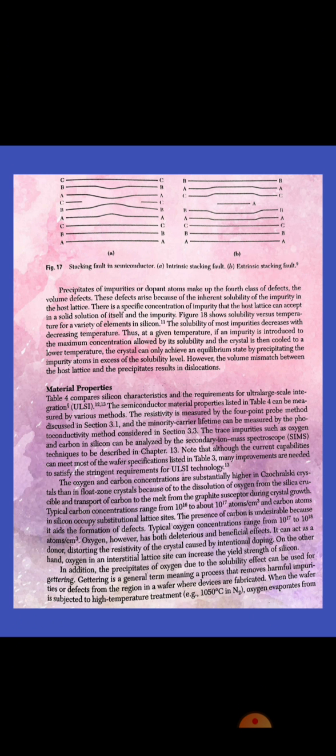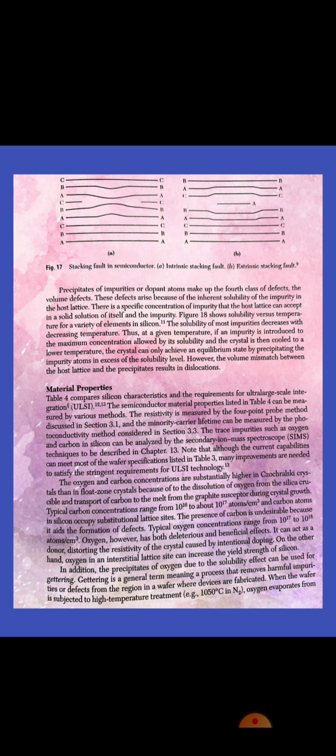ULSI technology. The oxygen and carbon concentrations are substantially higher in Czochralski crystals than in float zone crystals because of the dissolution of oxygen from the silicon crucible and transport of carbon to the melt from the graphite susceptor during the crystal growth. Typical carbon concentrations range from 10 to the power 16 to about 10 to the power 17 atoms per centimeter cube, and carbon atoms in silicon occupy substitutional lattice sites. The presence of carbon is undesirable because it aids in formation of defects.